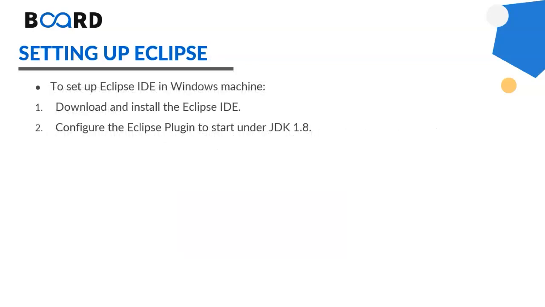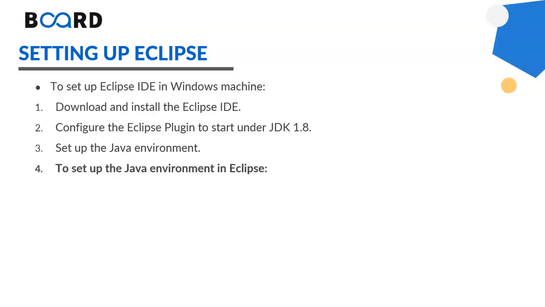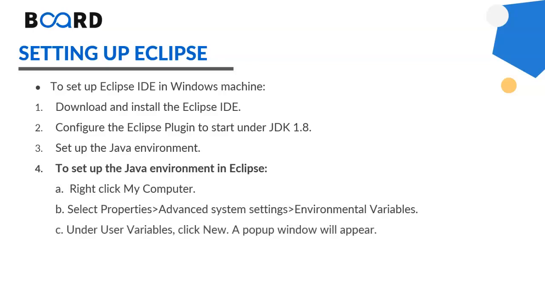To set up the Eclipse IDE, you need to go to the Eclipse official website, download and install the Eclipse IDE. You need to configure Eclipse to start under the specific JDK version that you're going to use, and set up the development environment. All the steps are already given here, but let me tell you three things.